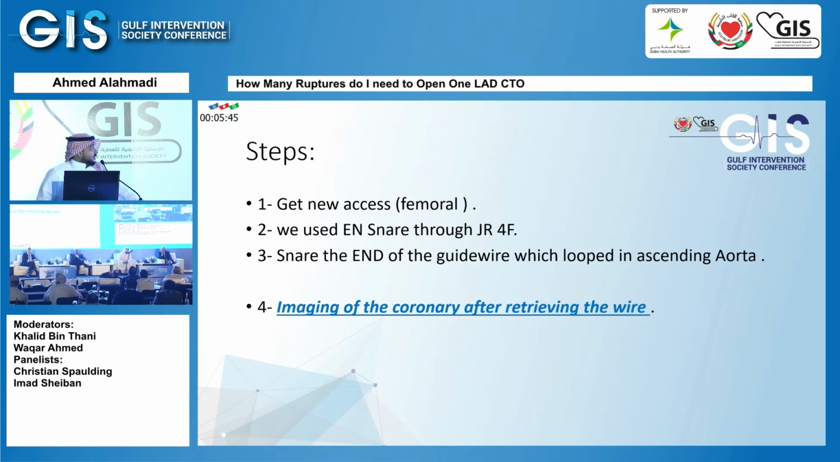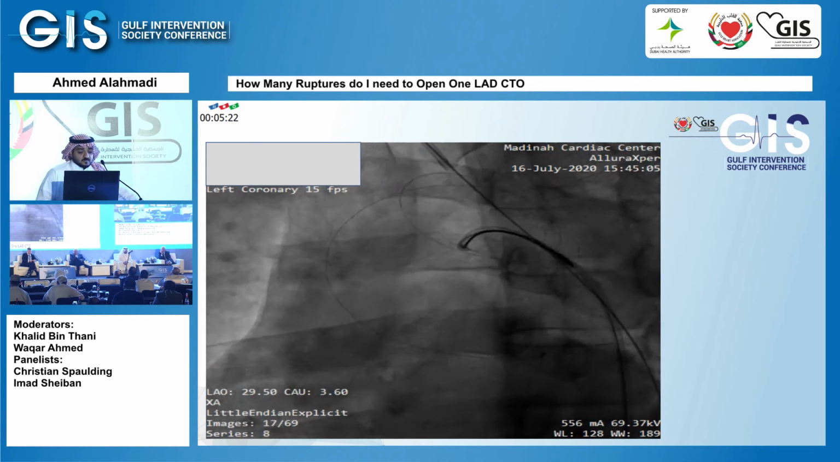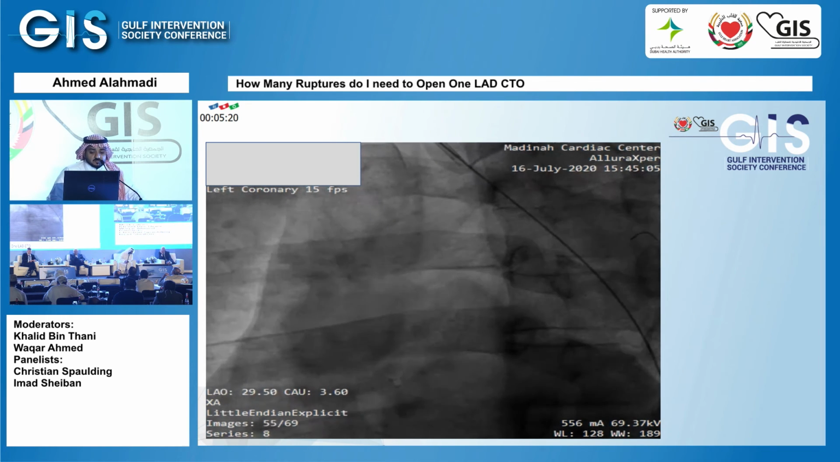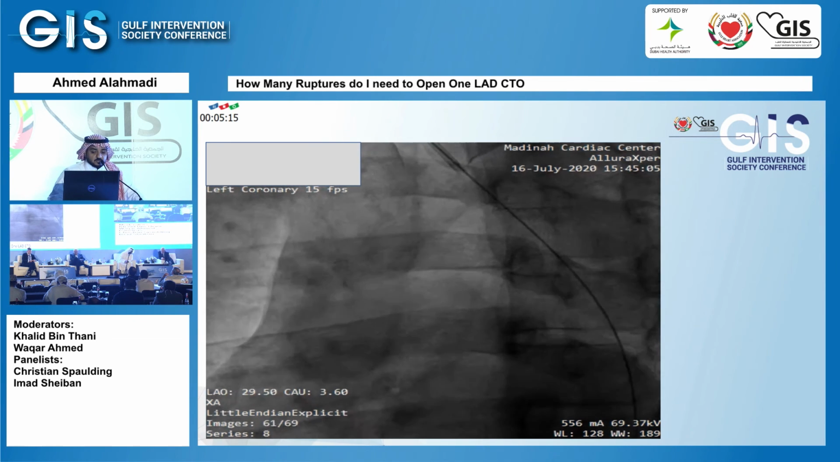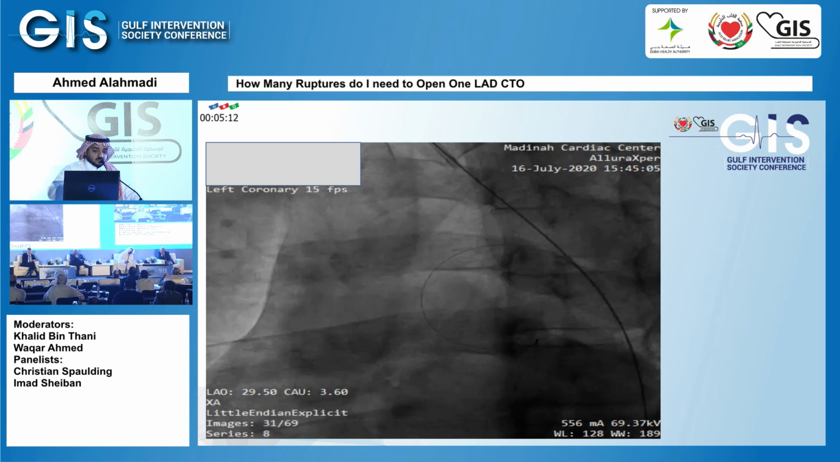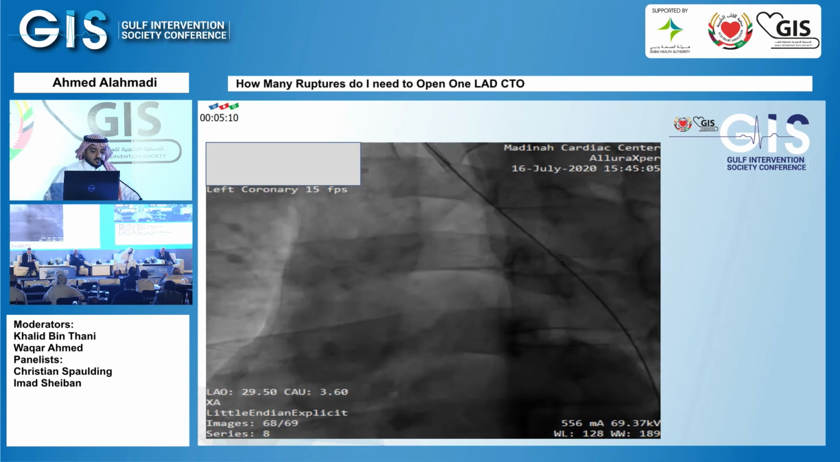The step was to get a new access, femoral access, since I had used radial access. So we got a new access. We used a snare through a Judkins right 6 French to snare the end of the guide wire, which looped in the ascending aorta, then imaged the coronary after retrieving the wire. As you see here, the end of the wire is taken, and we snare it through the femoral artery, with the wire in the radial, the guide in the radial with some microcatheter there.